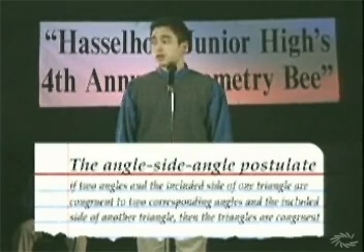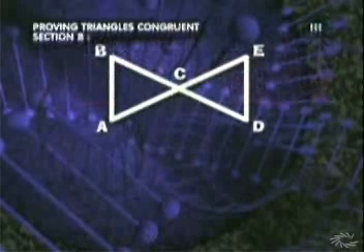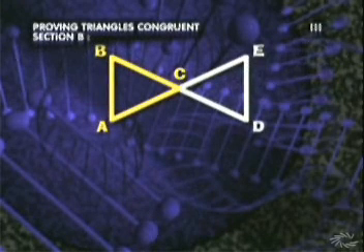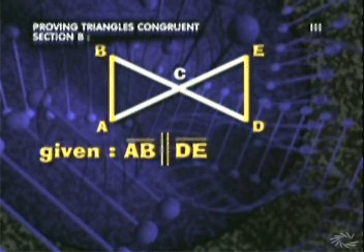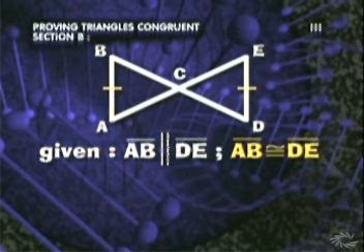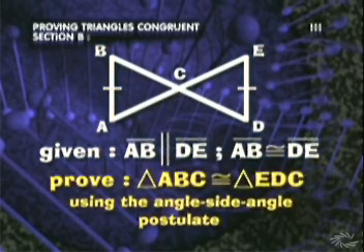The angle-side-angle postulate. Let's look at the triangles here, ABC and EDC. Let's prove them congruent. Sound good? Great! Let's state our given information. We're given that AB and DE are parallel to one another and their lengths are congruent. We want to prove the triangles are congruent using the angle-side-angle postulate.